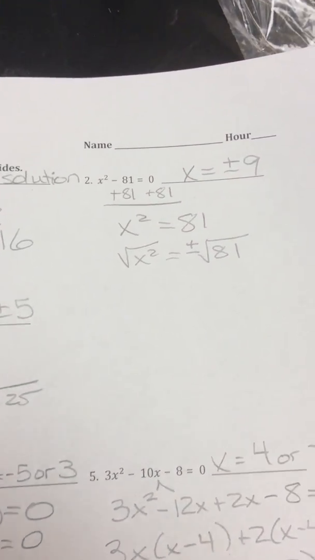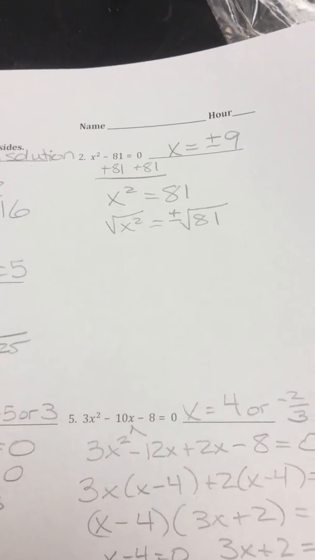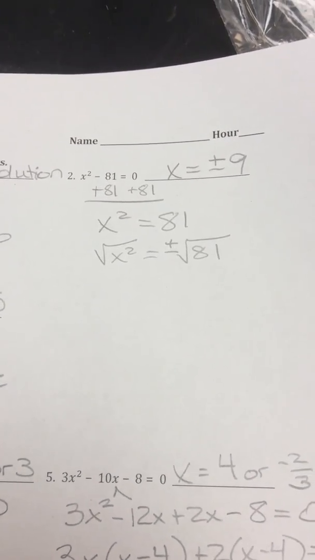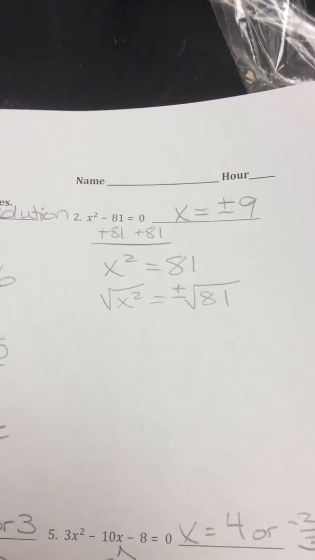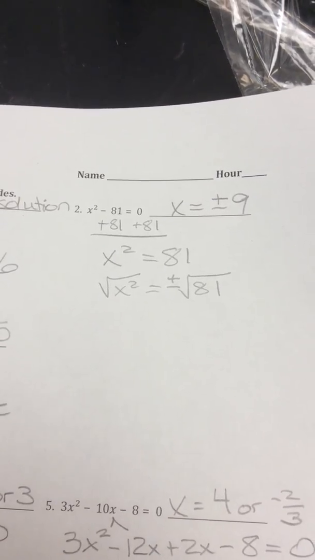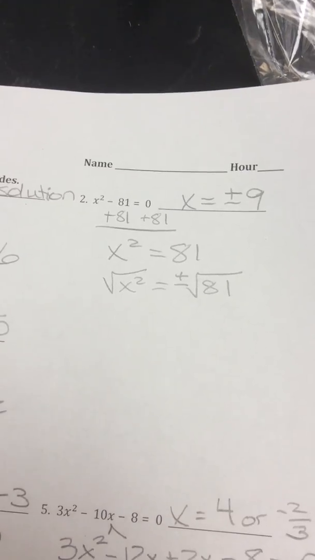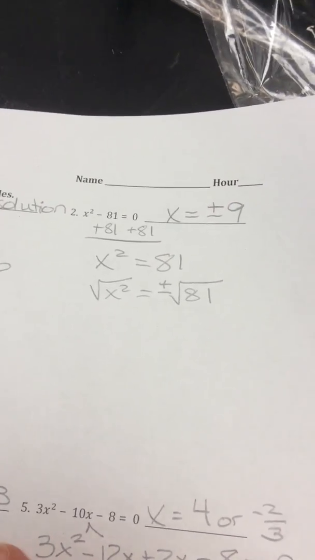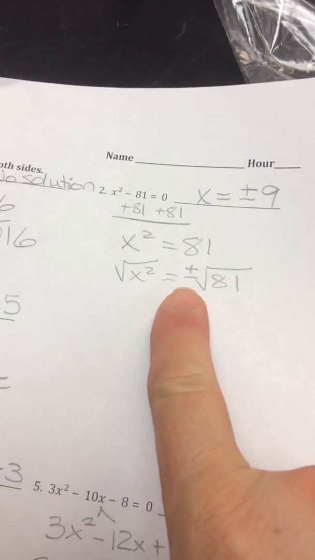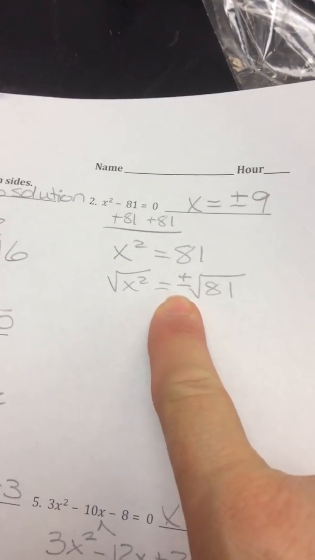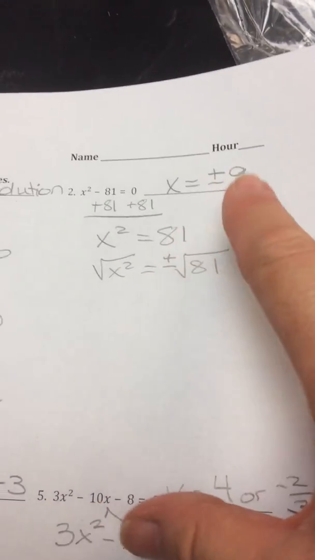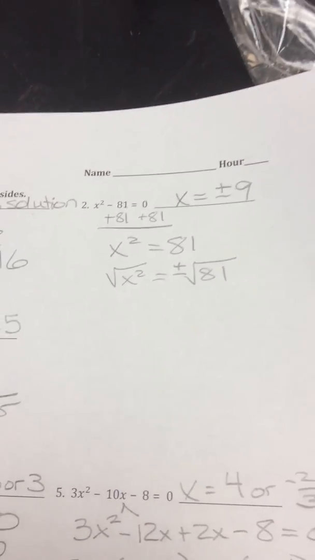Number two, we were told to root both sides, so we're going to isolate the variable, add 81 to both sides, get x squared equals 81. We already have a coefficient of 1, so now we just need to root both sides. Remember that positive or negative there on your 81. So that gives us two solutions. X can be positive or negative 9.